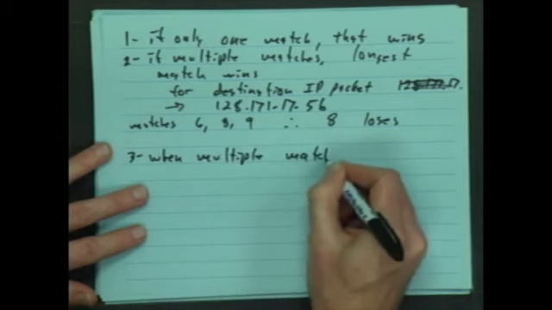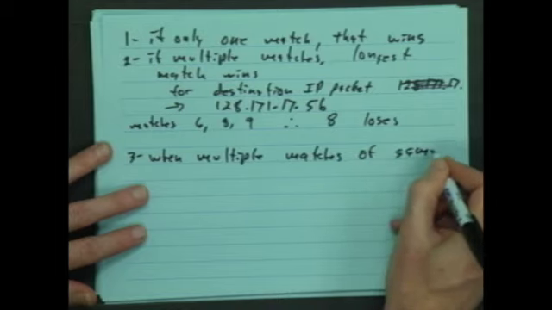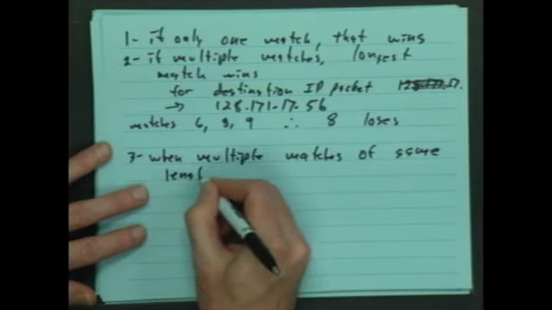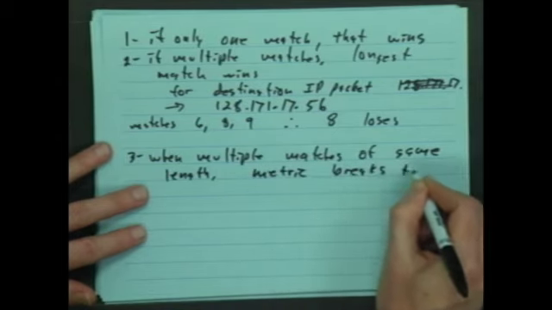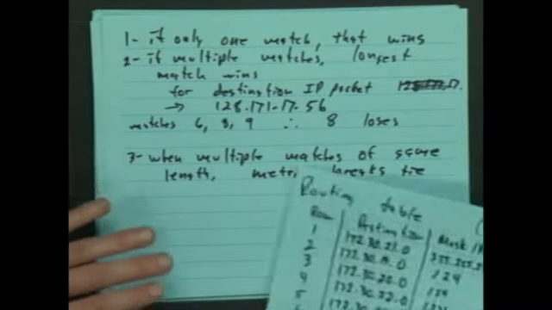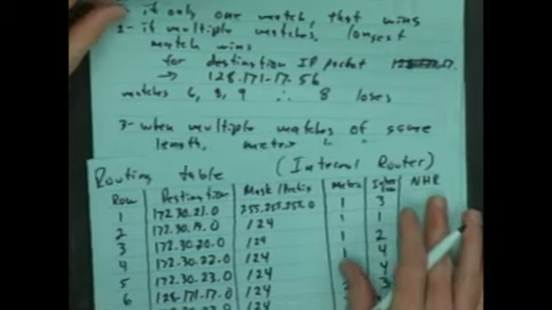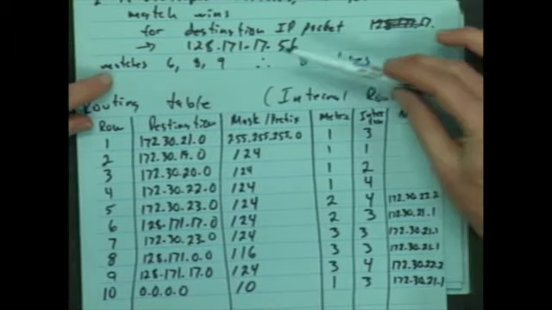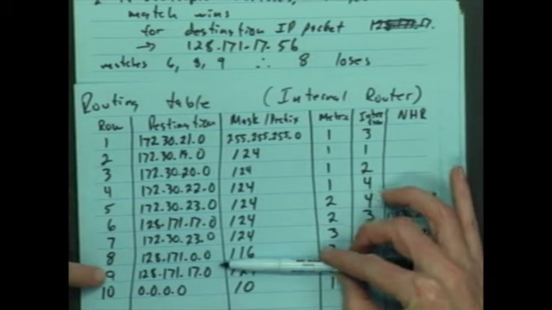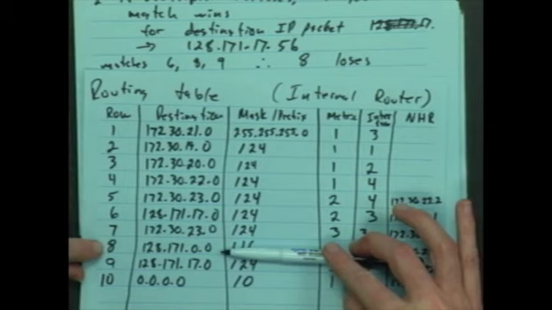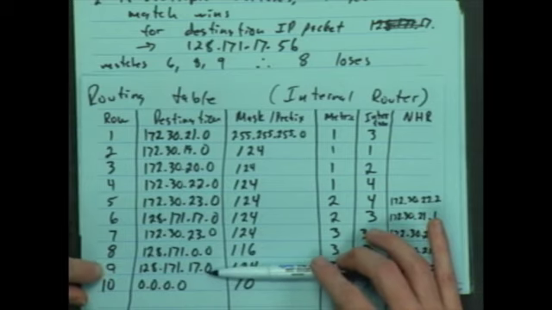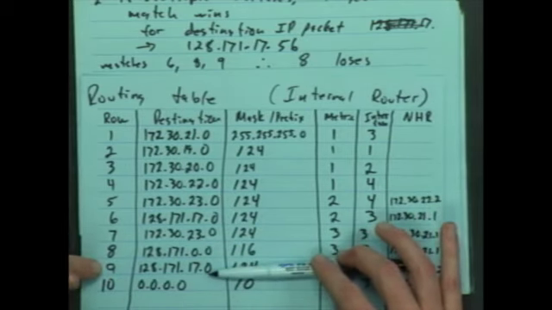When there's multiple matches of the same length, the metric breaks the tie. Okay? And I'll just note, by the way, we're at 128, 171. For 6, 8, and 9, it throws out 8 because it assumes that a longer match is going to be a longer distance. Okay? So this is like saying I have a shortcut, and either 6 or 9 would be considered sort of like shortcuts. Does that make sense?